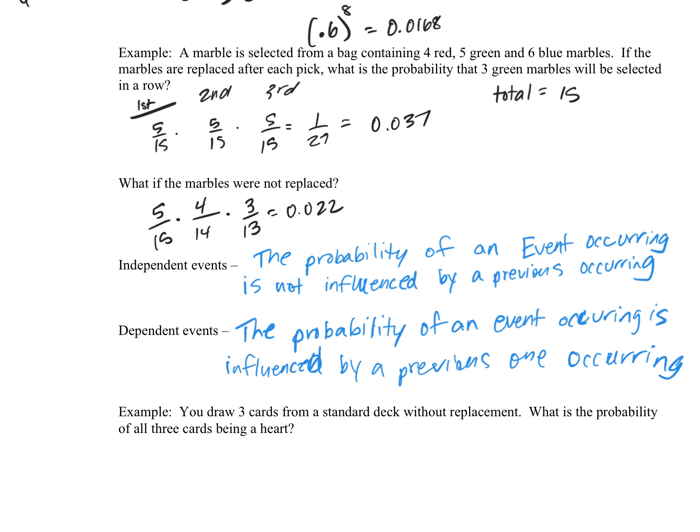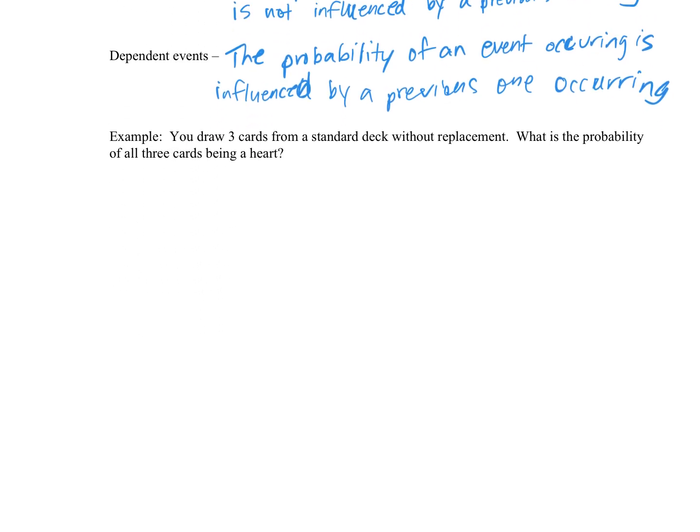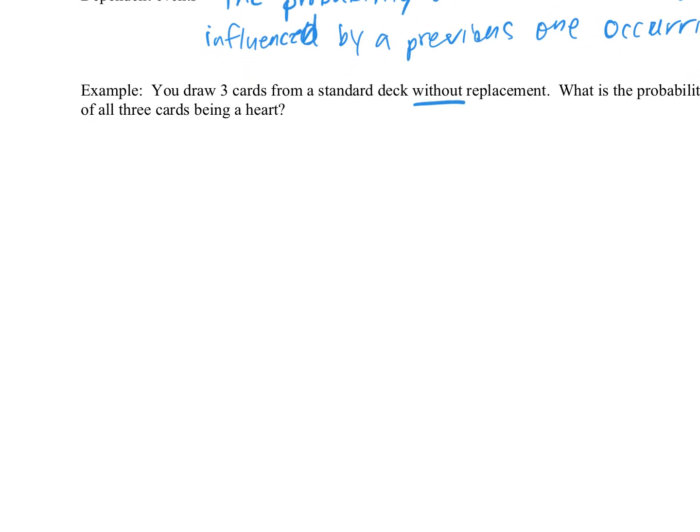All right. So you're drawing 3 cards from a standard deck without replacement. What's the probability of all 3 cards being a heart? Okay. So, how many hearts are in a deck? 13, right? So it's the probability the first card's a heart? 13 out of 52. What's the probability the second one is a heart? In this case, it would be 12 out of 51. The third one would be 11 out of 50.